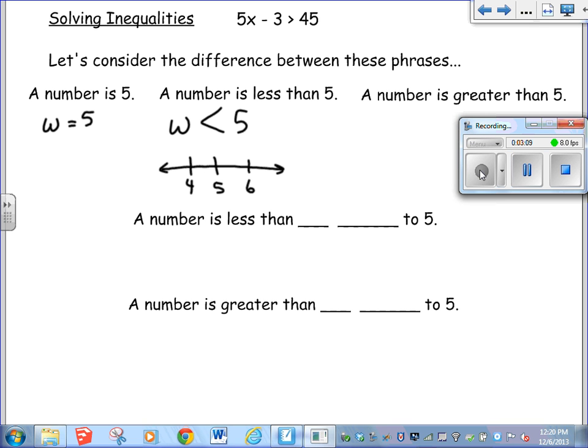Part of what we're going to do today is when we solve these inequalities, there's not just one solution, there's a whole bunch of them. So we make a graph to illustrate that. All right? A number is less than 5. Is 5 less than 5? No. So we can't include 5. So mathematically what we do is we put an open circle on 5. Because that says this statement does not include 5, but it includes everything less than 5. So we shade the number line like that down into the arrow.